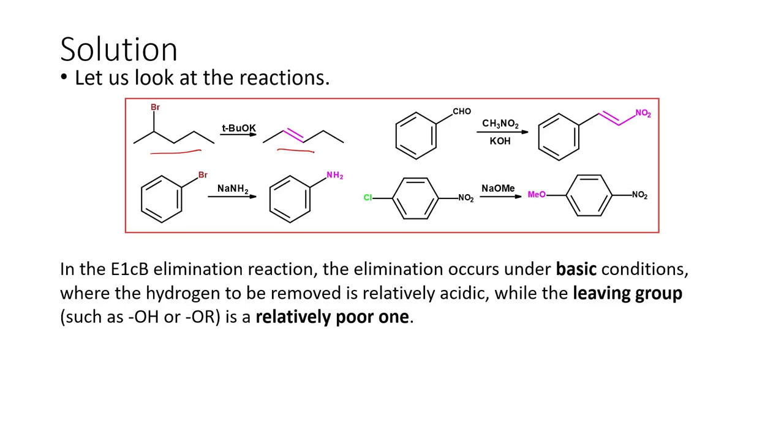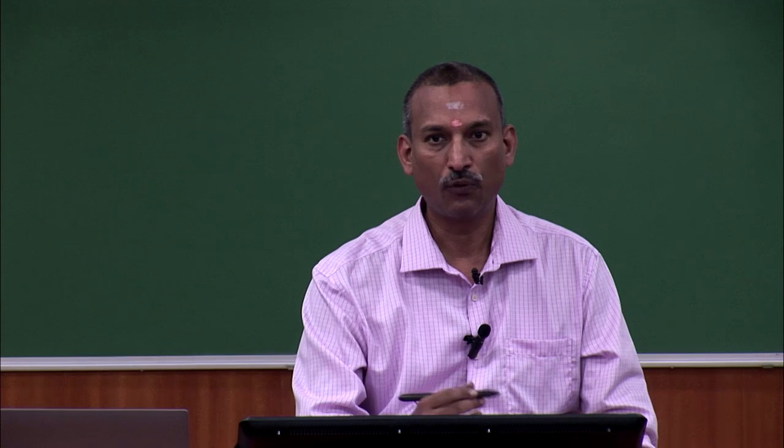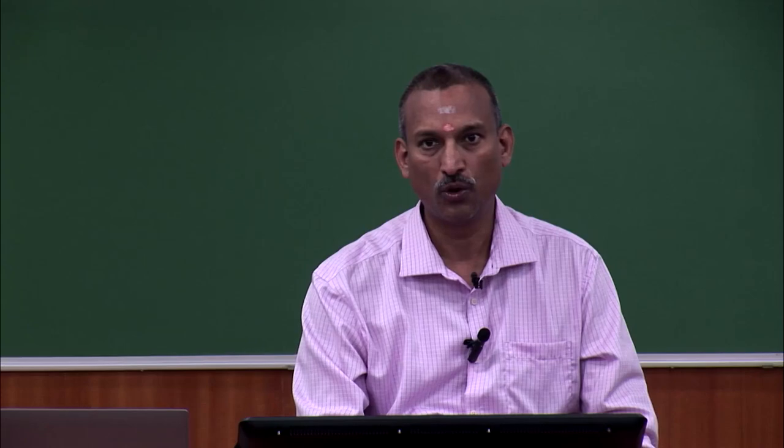So, this is reaction number 1, and in the second one, an aldehyde is converted into beta-nitrostyrene. In this particular case, benzaldehyde is converted into beta-nitrostyrene, and in the third one, a bromo group is replaced by an amino group, and in the fourth one, a chloro group is replaced by a methoxy group. So, there are four different reactions given, and we are going to find out which one involves the E1CB mechanism. Before we get into solving the problem, we need to know what the E1CB mechanism is.